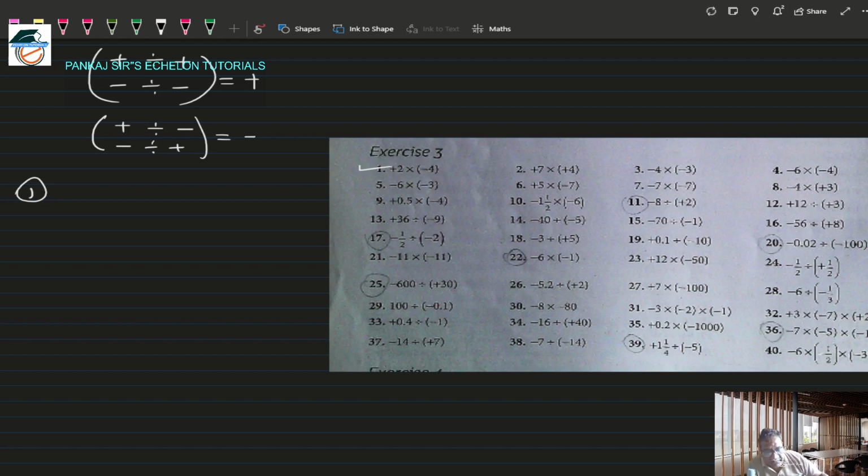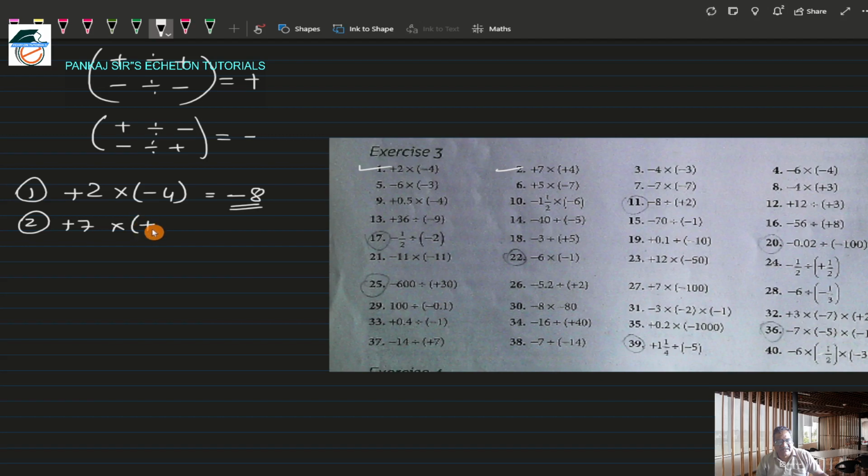You have a directed number plus 2 which is multiplied by another directed number minus 4. So this is the product of two directed numbers. What you have to do: plus into minus is what? Plus into minus is minus, and 4 into 2 is 8, so the answer will be minus 8. Simple as that.